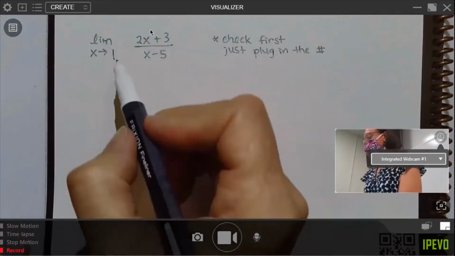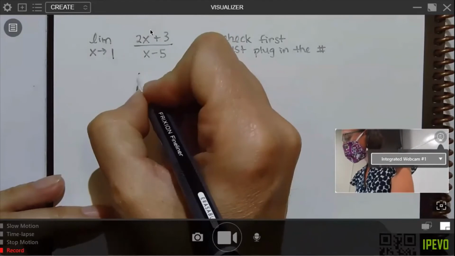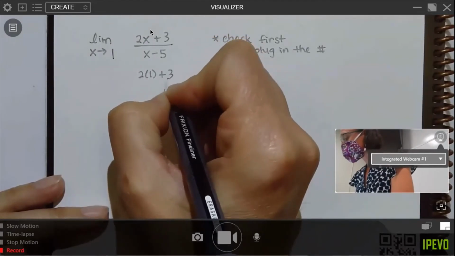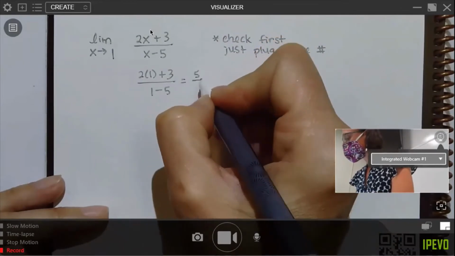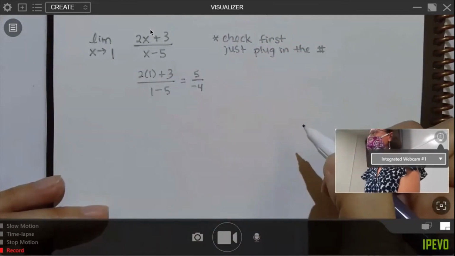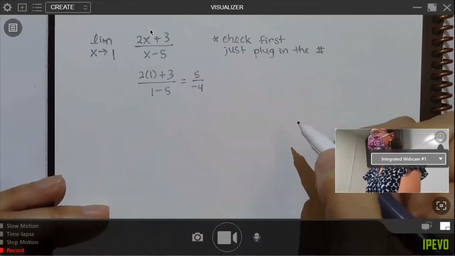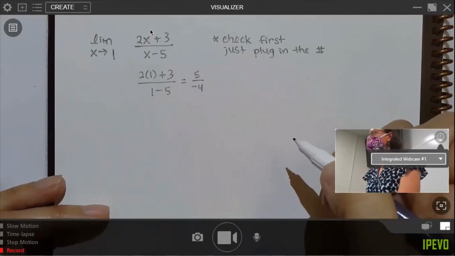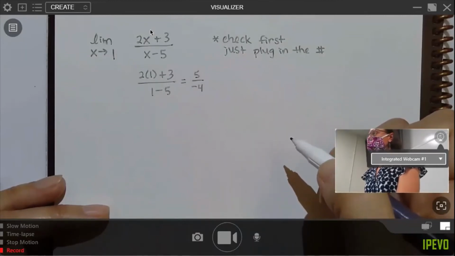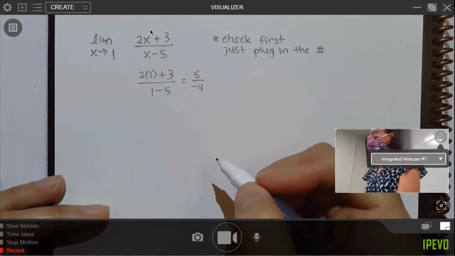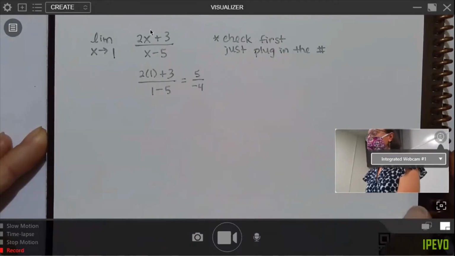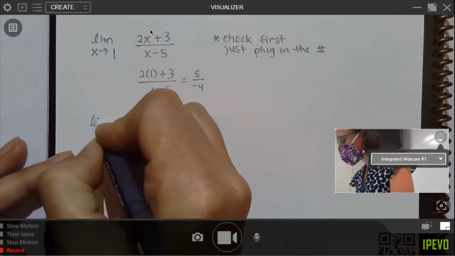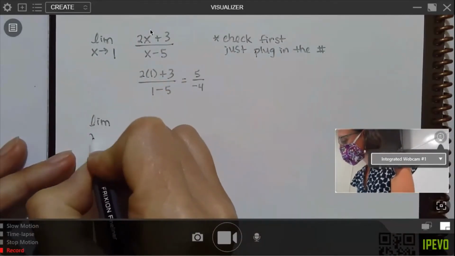Well, in this case, if I plug in 1, I'd have 2 times 1 plus 3 on the top and 1 minus 5 on the bottom. I get 5 over -4. And you know what? We're done. This is the answer. This is almost never what's going to happen when you're asked to do a limit problem. Something like this is way more likely.